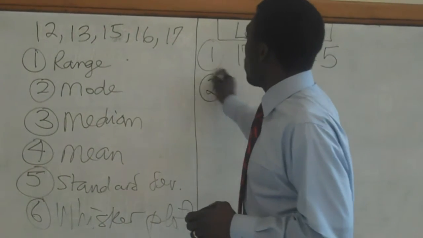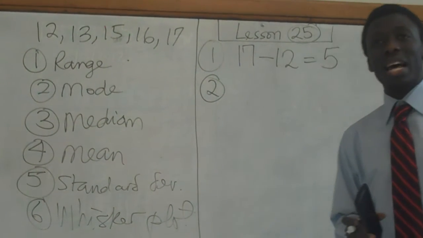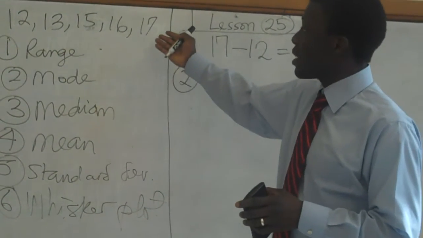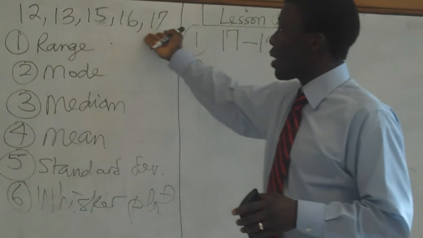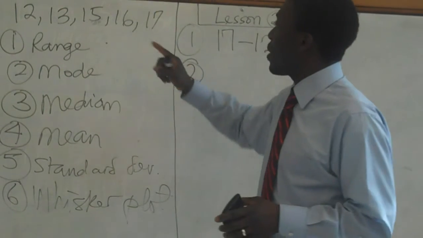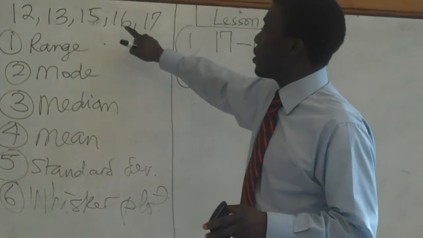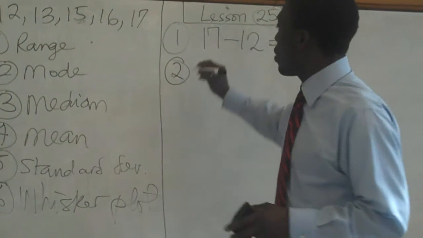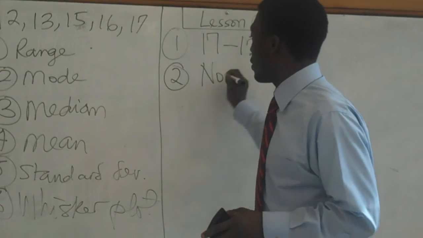Number 2, the mode would be something that has to do with the number of times a certain number appears. In this case, there is no mode because all of them appear once. However, let's say we had another 17. So it was 16, 17, and then another 17. The mode would be 17. So for the mode, we'll say there's none.